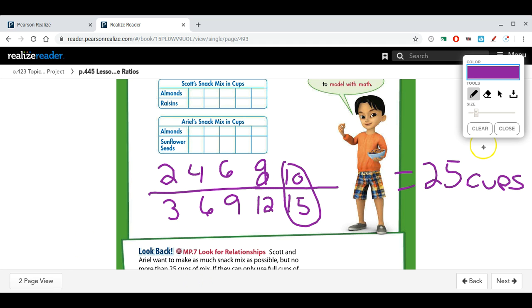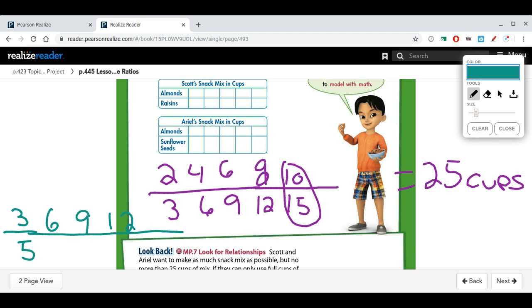So when we take a look at hers, I'm going to do hers in a different color. Her snack mix had a ratio of 3 to 5 for the first one. And then we had 3, 6, 9, 12. And then I'm going to stop there and see if I need to keep going.